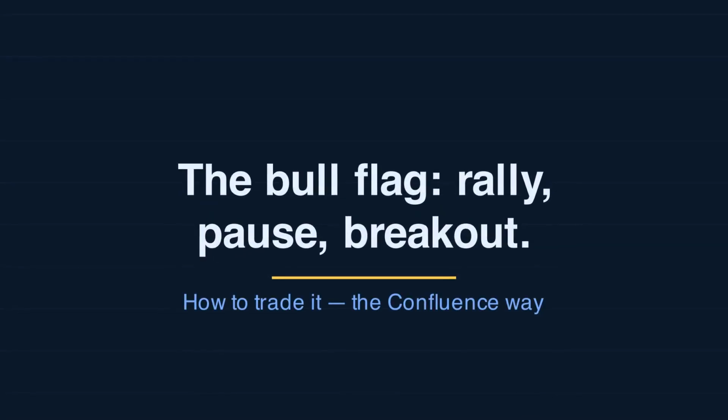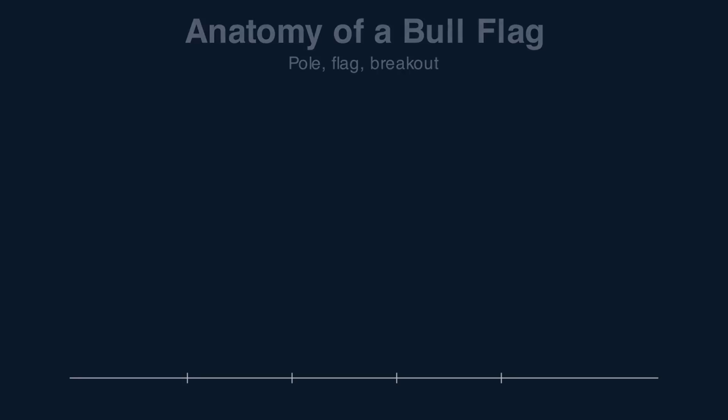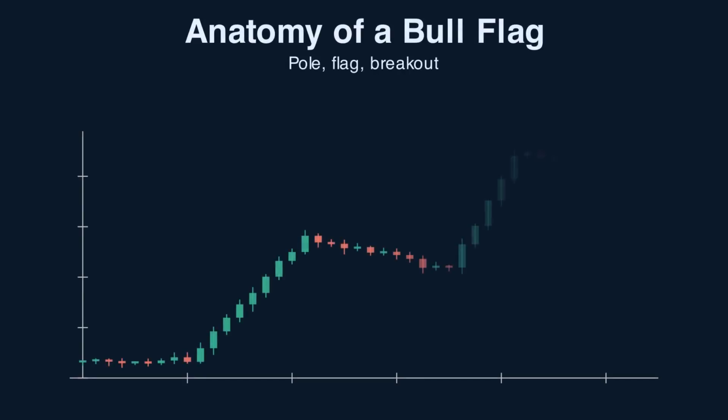The bull flag: a sharp rally, a tight pause, then continuation. One of the cleanest swing setups there is. Let me show you how to trade it the Confluence way. Every bull flag has three parts, and you can see all of them here.